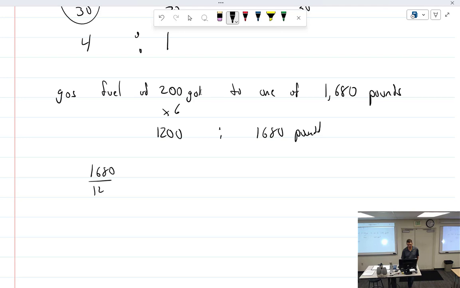1,680 divided by 1,200. Or, as Nicholas said, just divide both sides by 1,200. And we're going to end up with a 1. So what do we end up with? 1.4 to 1. Did everybody get 1.4 to 1? And you are well on your way to acing this test.